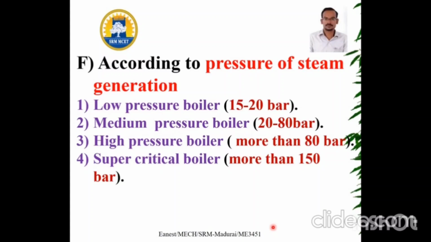The high pressure boilers operate above 80 bar and are used in steam power plants. The medium pressure boilers operate between 20 to 80 bar, and are also used in steam turbines. The low pressure boilers are used in local applications.